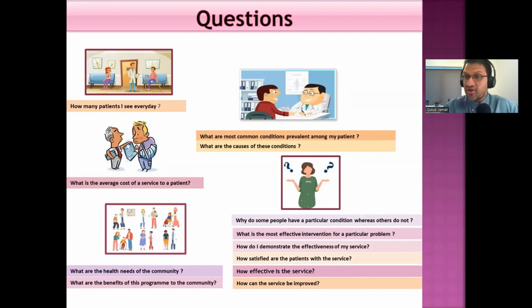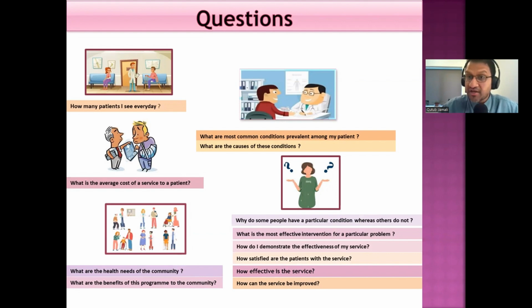So again, prevalence. What are the causes of these conditions? Again, we think of, say, two research methodologies like case control study or cohort study. You're trying to identify the cause of a particular condition. Why do some people have a particular condition whereas others don't? So again, that's about identifying the risk factors. What is the most effective intervention for a particular problem? Again, it's about evidence-based medicine.